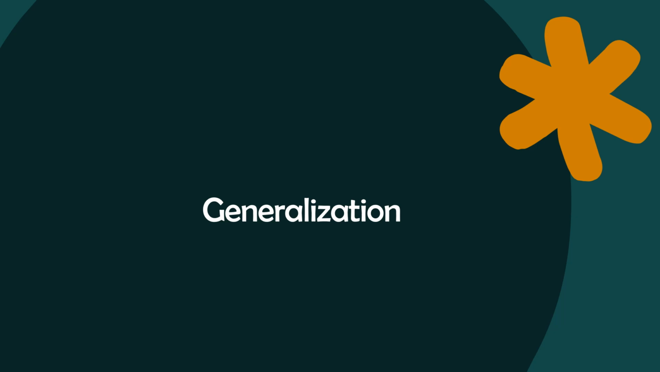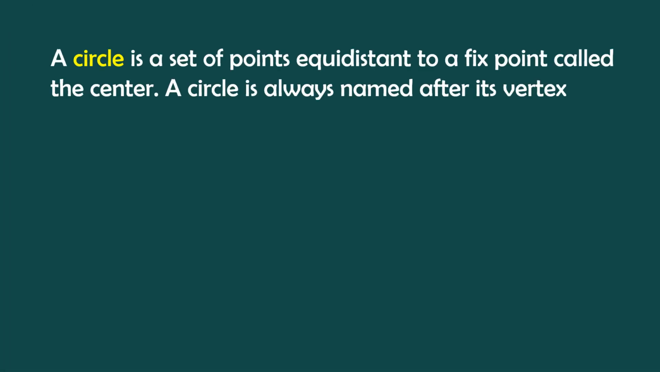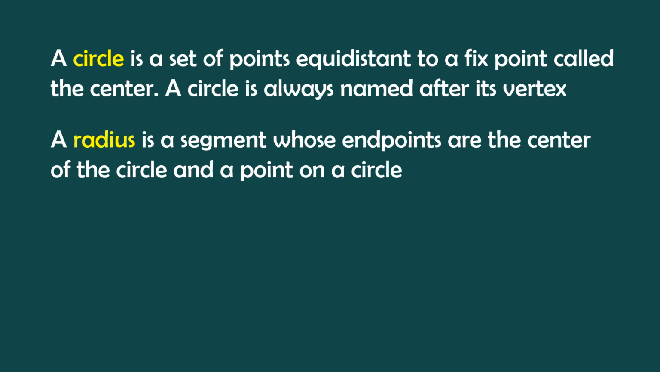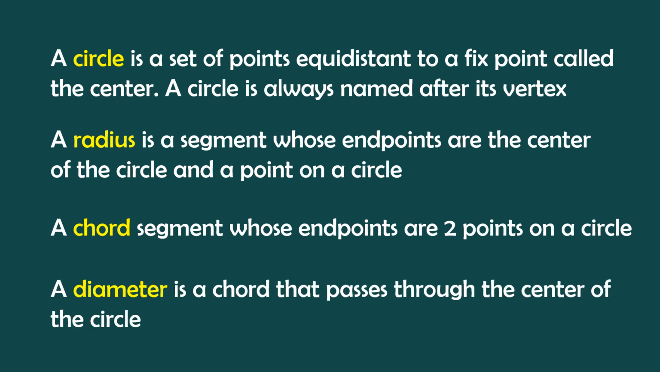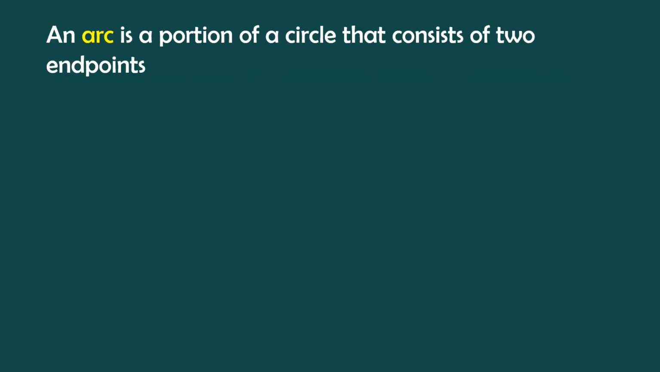Let us now summarize what we have discussed in this video. A circle is a set of points equidistant to a fixed point called the center. A circle is always named after its vertex. A radius is a segment whose endpoints are the center of the circle and a point on a circle. A chord is a segment whose endpoints are 2 points on a circle. A diameter is a special type of chord that passes through the center of the circle. An arc is a portion of a circle that consists of two endpoints.